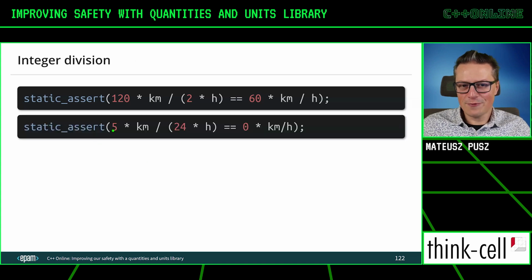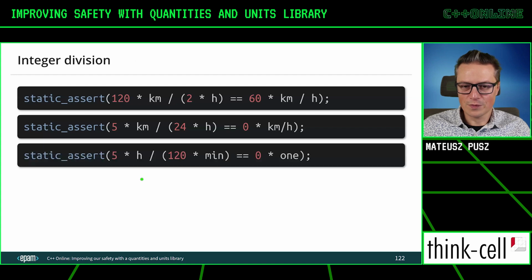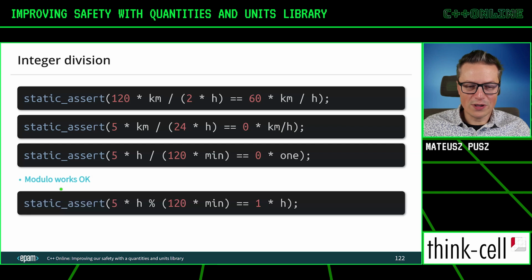And if you have 5 kilometers divided by 24 hours, you will end up with 0 because this is a truncating conversion. And this is the reason why when we divide 5 hours by 120 minutes, you will end up with 0 as well. By the way, modulo works okay. Modulo will provide you proper information. It will just leave 1 hour as the result of this operation.